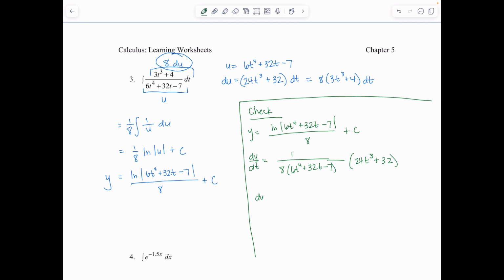And so dy dt is, the 8 divides out, so we're left with 3t cubed plus 4 over 6t to the fourth plus 32t minus 7. And that is where we started. Okay, so we're doing all right.